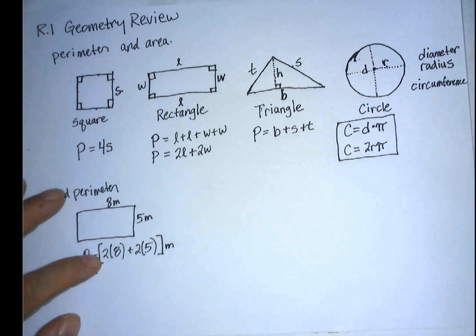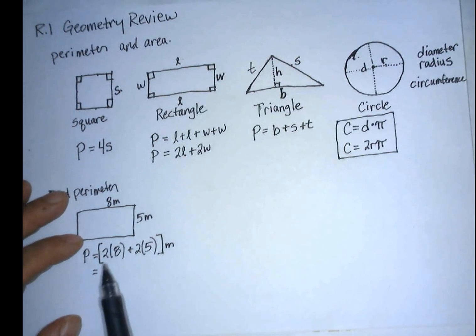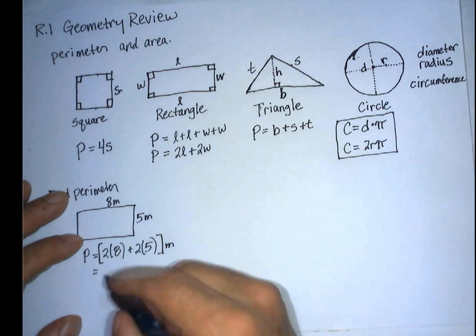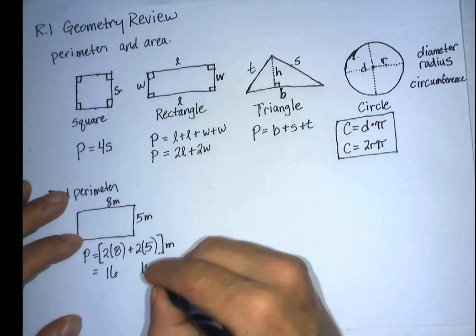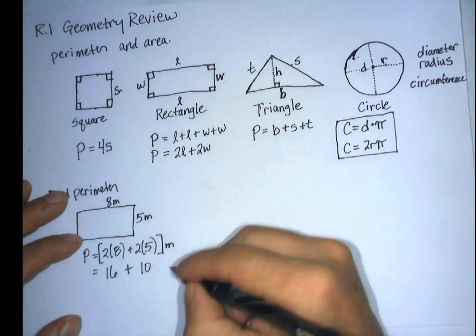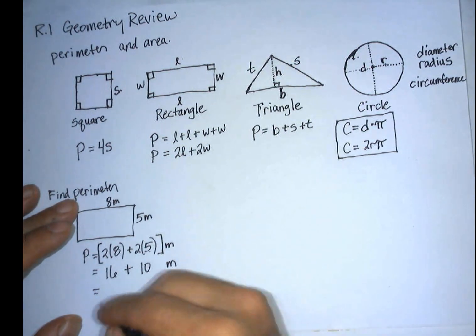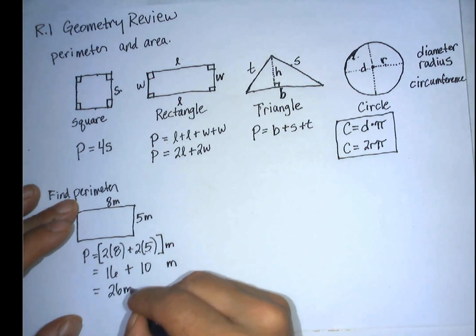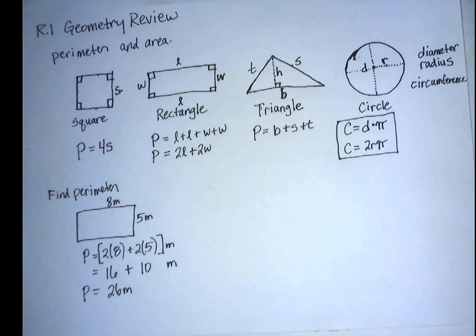So let's simplify this out some. We have to use the order of operations, which says to multiply first. So 2 times 8 is 16. And then we have 2 times 5, which is 10. So we have 16 plus 10 meters. And 16 plus 10 is 26 meters. So the perimeter of this rectangle is 26 meters.